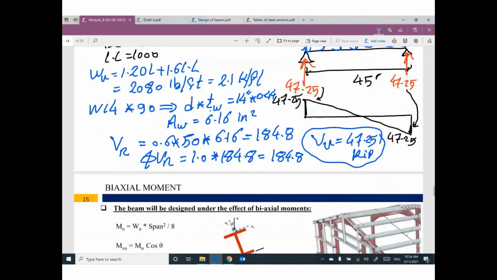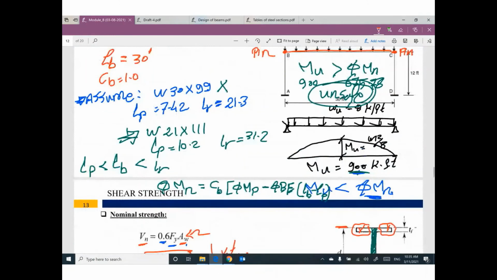Do you think V ultimate is smaller than phi Vn? Yes, because V ultimate is 47.25 and phi Vn is 184.8. So the cross section will be safe. Safe against what? Against shear. And in the previous example, the cross section was safe against moment.